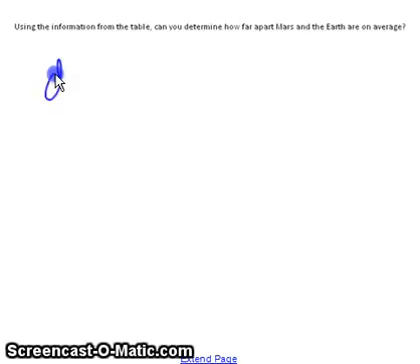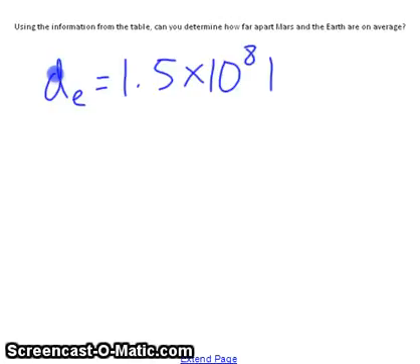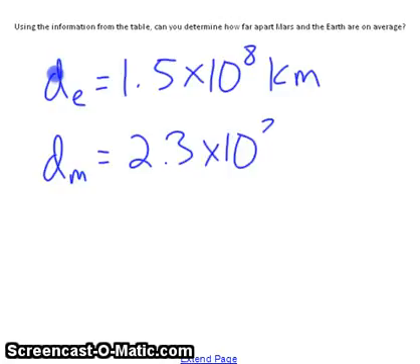What we do know from our table is the distance from Earth to the Sun, and doing a little bit of work, I can tell it's 1.5 times 10 to the 8th kilometers. And the distance from Mars to the Sun is about 2.3 times 10 to the 8th kilometers. So I can tell how far apart they are by knowing the difference between their distances from the Sun. Again, this is just an average distance, since planets, when they go around their orbit, are sometimes further away, sometimes closer. But on average, they are this far from the Sun.